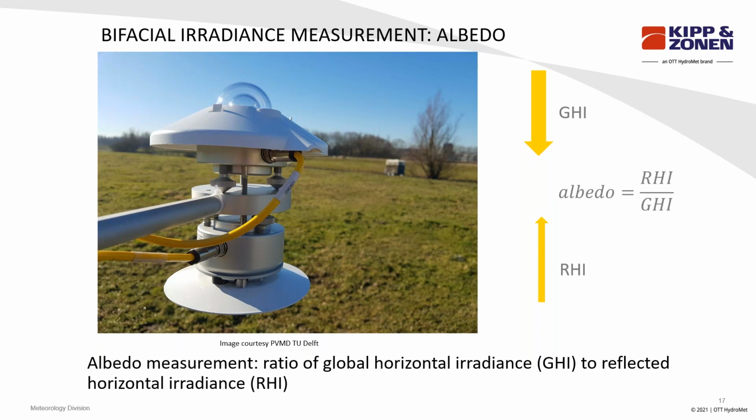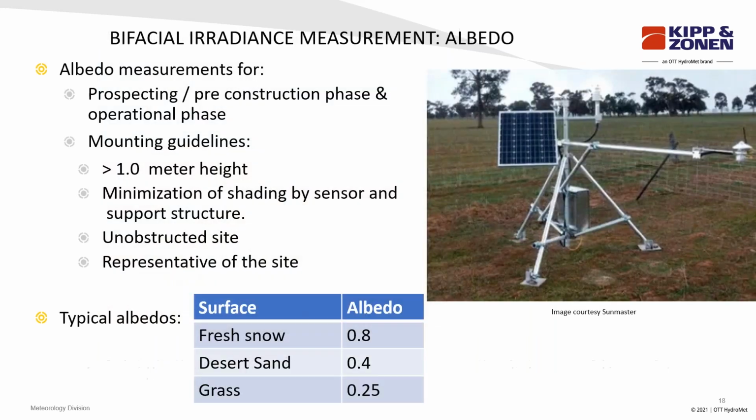Now, what are the recommendations for mounting such an albedometer? By the way, this is typically used for the prospecting and the pre-construction phase, as well as for the operational phase. But the mounting guidelines are at least 1 meter height, and it can be larger than 1 meter. It would be beneficial to have 1.5 meter, but the minimum requirement is 1 meter height, and that you make sure that you minimize any shading by the sensor itself or by the support structure, which you can see done very well on the photo here on the right.